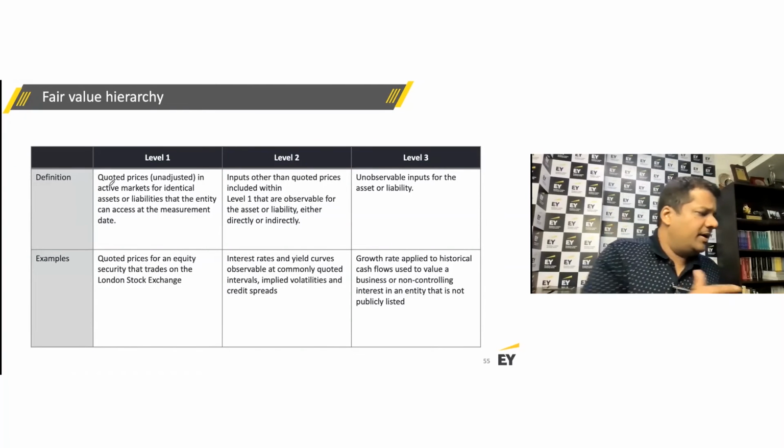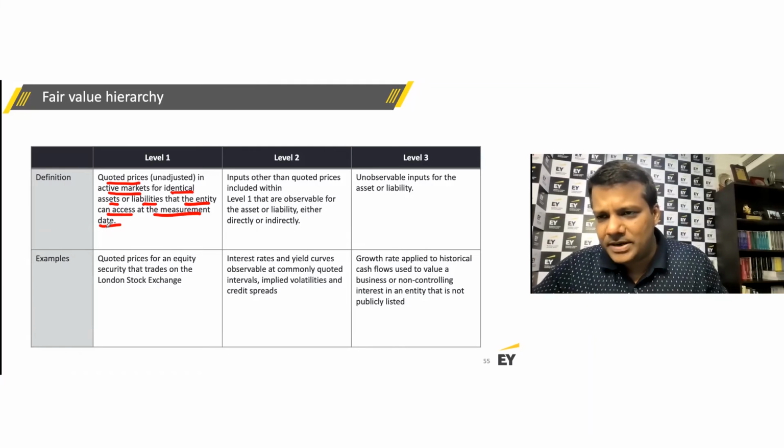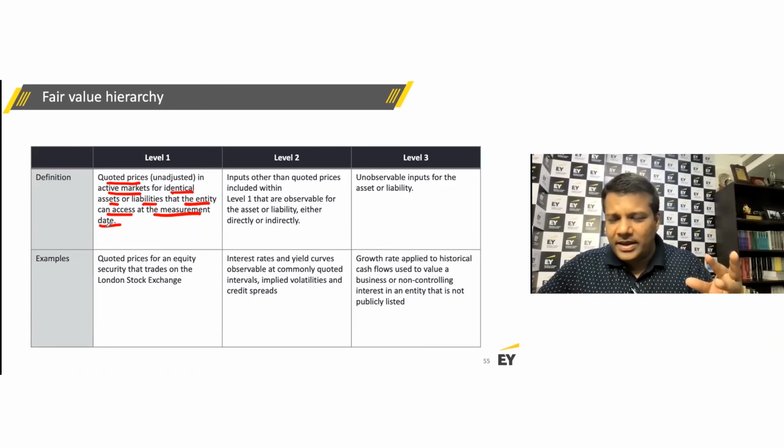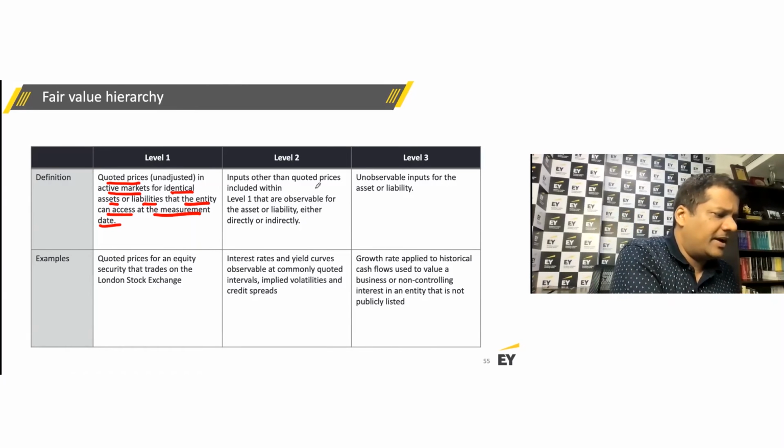Okay, so level 1 is quoted price in active market for identical assets or liabilities that the entity can access at the measurement date. A simple example is share prices, right? They're quoted on a stock exchange. That's for listed securities. Level 2, in a way, let's say if the commodities are quoted at 1 unit, but if you want to value 100 units, and you want to sell 100 units, that becomes comparable prices, right? Inputs other than quoted prices within level 1 that are observable for the asset or liability, either directly or indirectly.